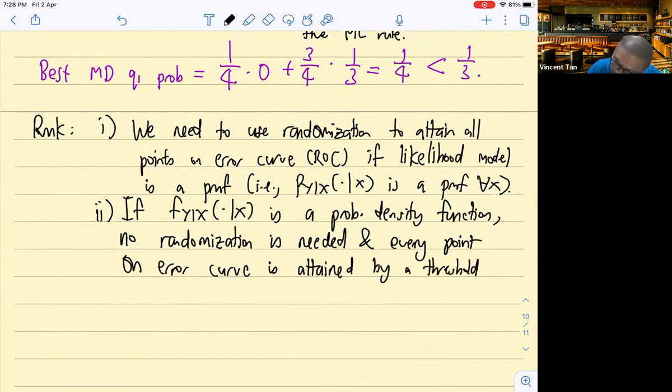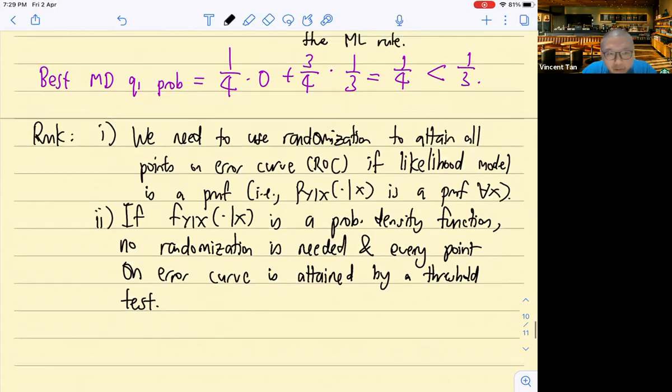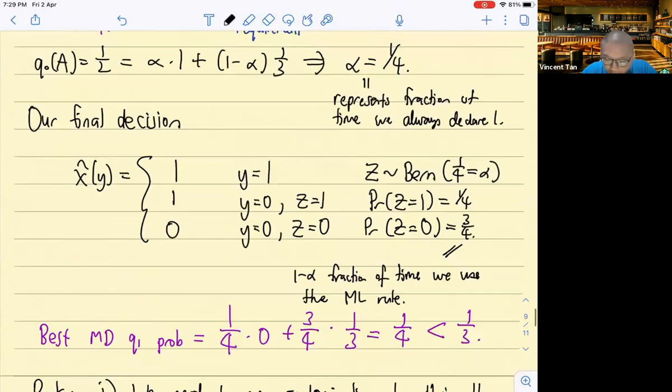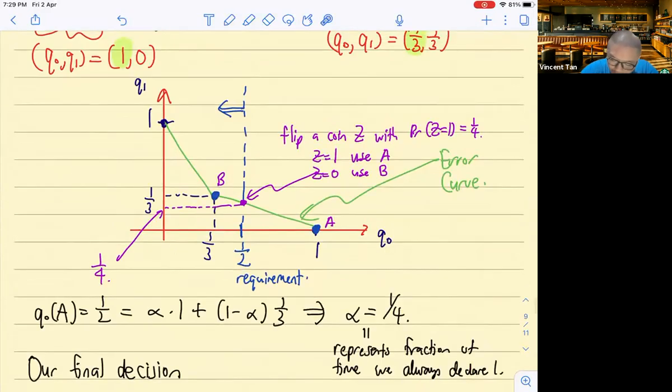I'm not going to prove this, but it should be intuitively clear that if you have densities, nothing bad can happen, in the sense that every point on your ROC or error curve can be attained by a threshold test. You have all these discrete points here because your y in this particular example is discrete, unfortunately.